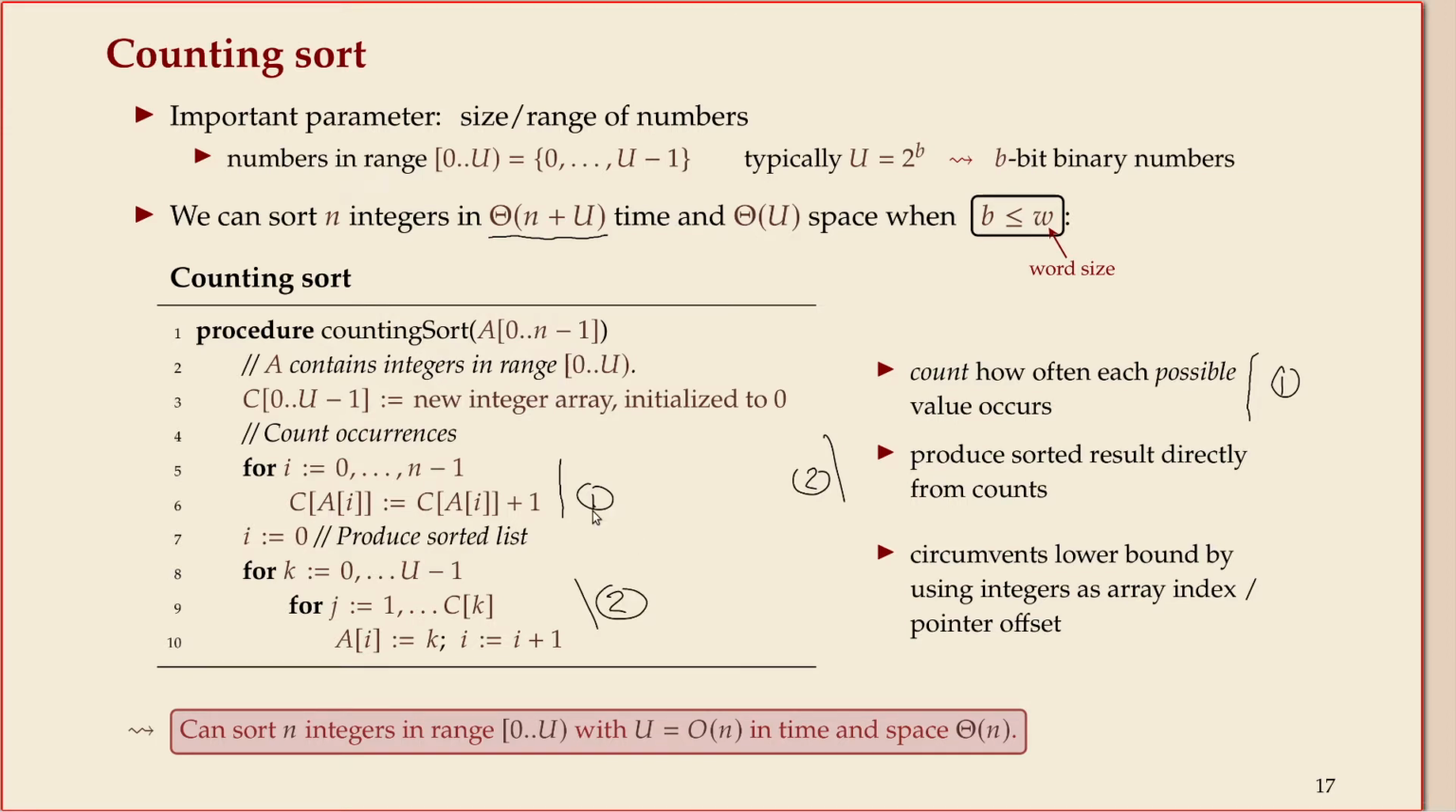So the code is not too interesting. What is interesting is how does this avoid the lower bound? So we should probably analyze the running time briefly to see how long it takes. Initializing the array with all zeros takes time linear in the length of the array.